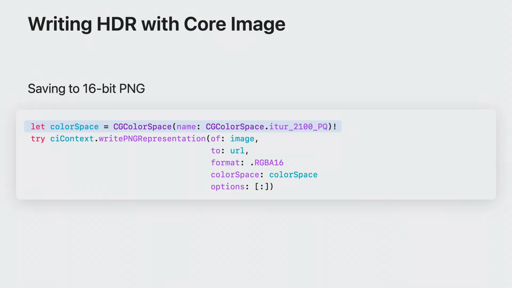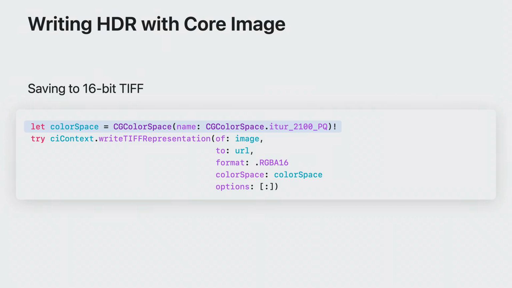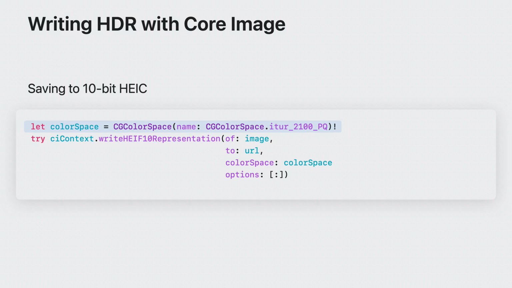Similarly, CoreImage can write an HDR PNG file when you specify an HDR color space and call write PNG representation of image requesting the RGBA 16 format. Or CoreImage can write an HDR TIFF file when you specify an HDR color space and call write TIFF representation of image requesting the RGBA 16 format. Note that both PNG and TIFF use lossless compression and will result in much larger file sizes. As a result, the best practice is to write a HEIF file using write HEIF 10 representation of image and specify an HDR color space.